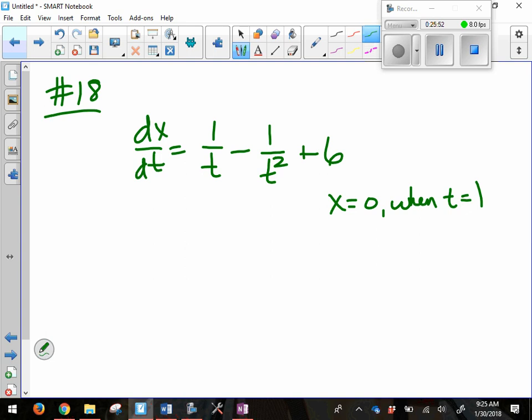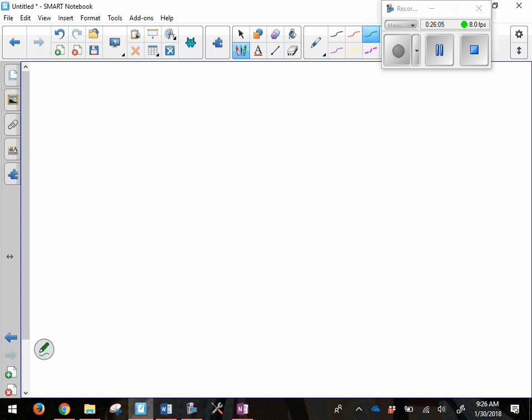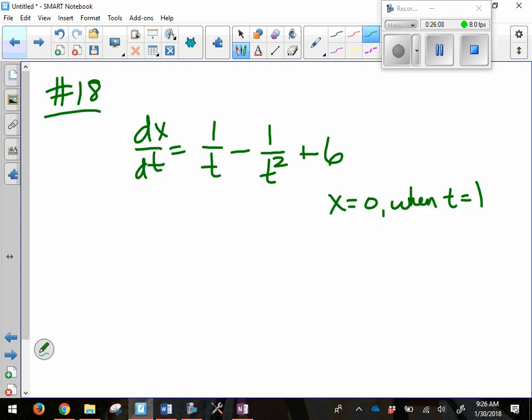Make sense? Because remember, when I take the derivative of this, I lose the constant, so it doesn't matter what it was. But having this point enables me to recover, to rediscover what that constant is. All right? We got it? We good? All right. So we're going to start by taking the antiderivative of this. And you know that I can take the antiderivative term by term.